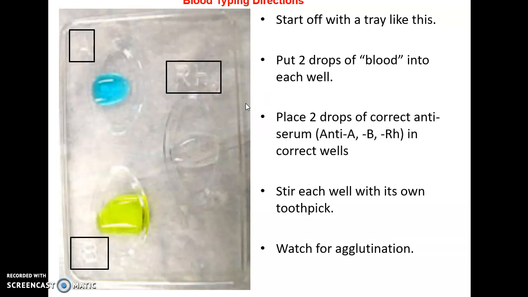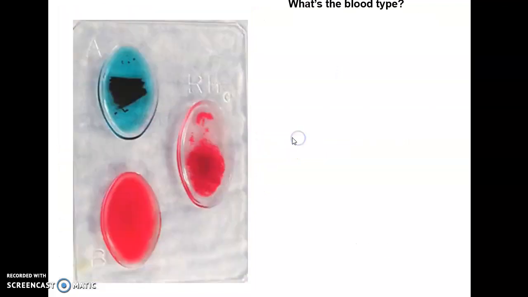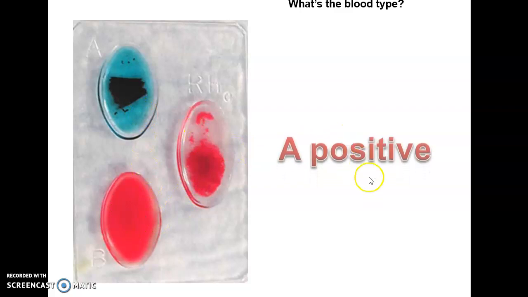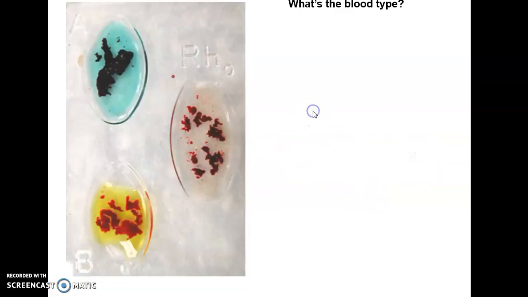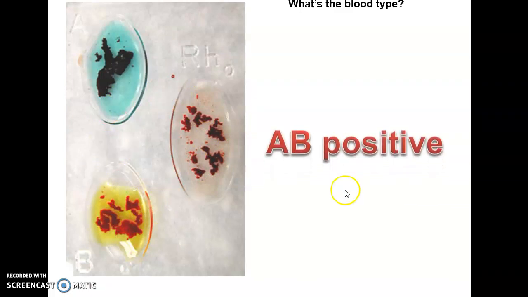So here's how the test works. You have wells, you put in the blood samples, you put in the antibodies, and then you stir it up and see if you get a reaction. So for instance, here we have a reaction in two chambers, the A chamber and the Rh chamber. We do not have a reaction, agglutination, in the B chamber, so this blood type would be A positive. Here, look at this. What do you think it is? It's AB positive. Reactions in all three chambers.